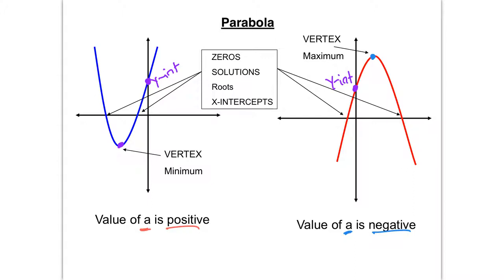So keep in mind that to graph the parabola, you have a U-shape. The U-shape can be going up or it can be going down. And by looking at the A value, if it's positive, it goes up. If it's negative, it goes down. You guys will need to find the vertex of that parabola. And later on, we are going to find the x-intercepts, or you can say zeros, solutions, or roots.